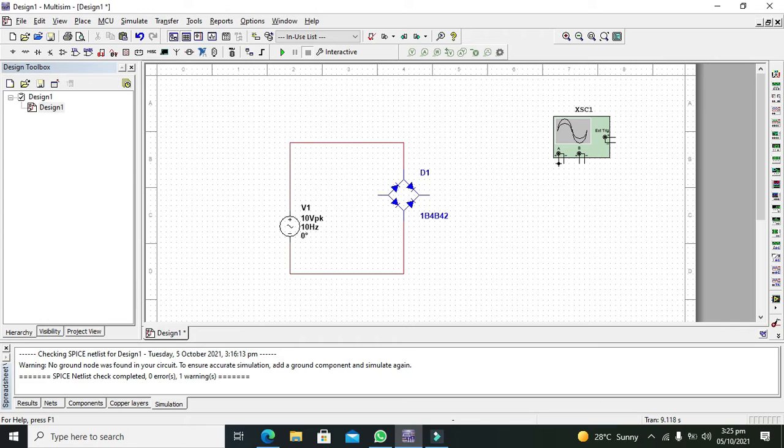Now we will go for our output signal. We will connect the positive end of the oscilloscope section to the right end of the bridge and the negative to the left side of the bridge. Now if you want to observe the AC signal as well, we can. First we will see the output and then we will move towards our AC.